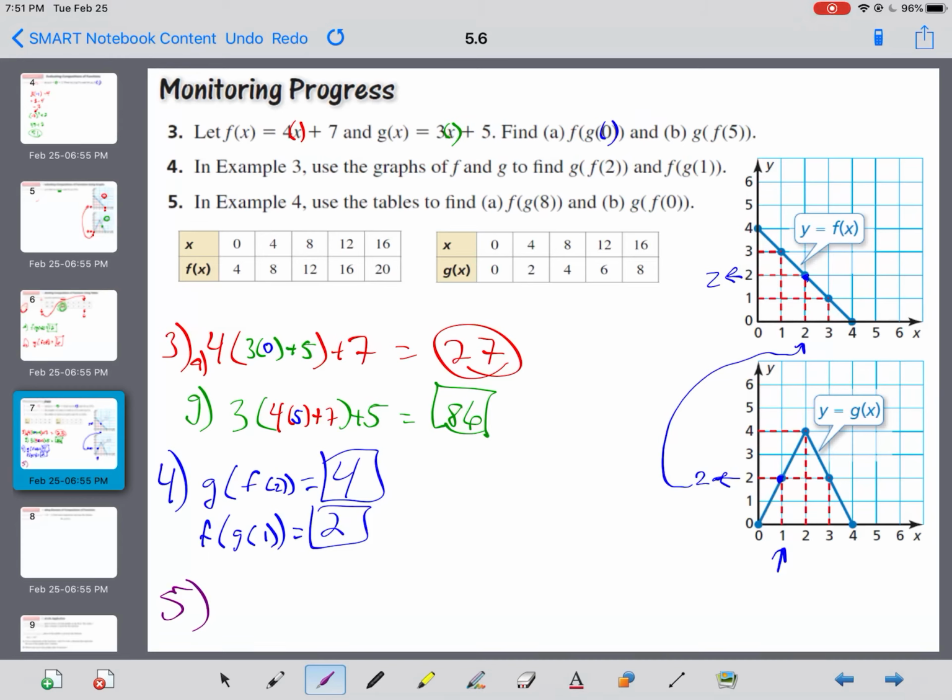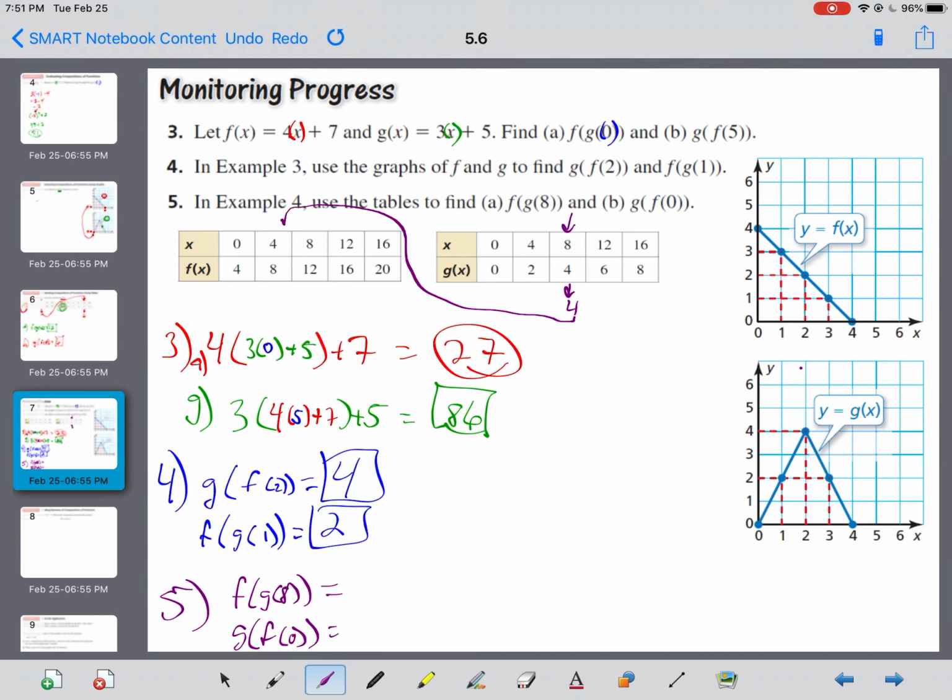And then let's see number 5. Number 5, we're supposed to do F of G of 8 and G of F of 0. So the first one, the inside is a G. So I'm going to start at G is 8. And we're on the tables this time, so the G table starts at 8, outputs at 4. 4 is my new input, outputs at 8. So that would be 8.